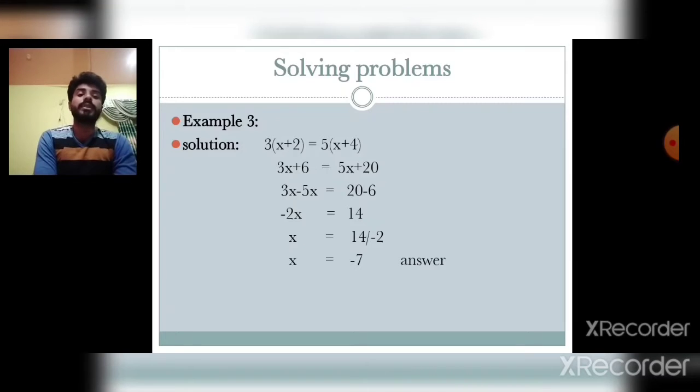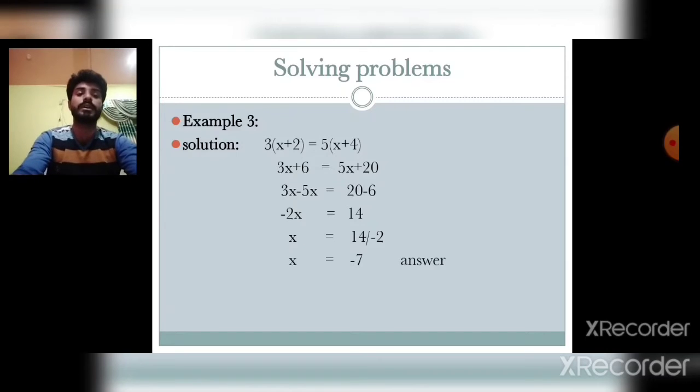Now we have to find the value of x, so we will keep x and put the minus 2 on the right side in division. 14 upon minus 2 will be the answer, so x is equal to minus 7. The answer is minus 7.